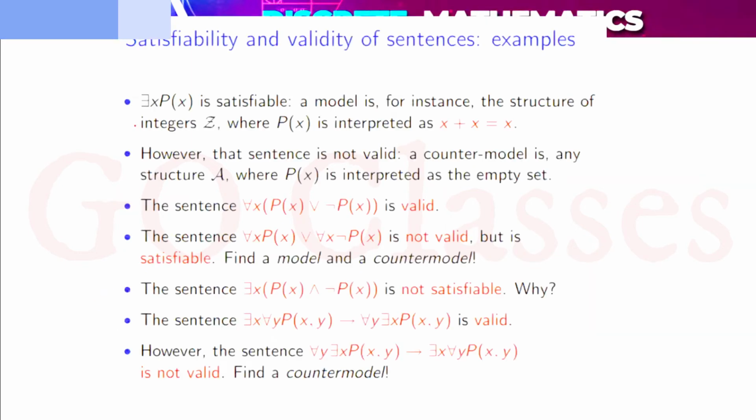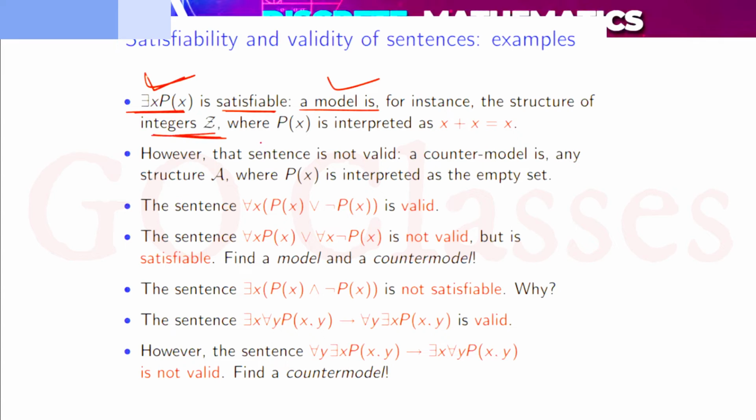Now let's see all these questions. First, you can see there exists x, p(x). We have already seen this is satisfiable because we have already seen one environment in which this is true. So this is satisfiable. Why? Because we have a model. For example, what is the model? You can consider this model.